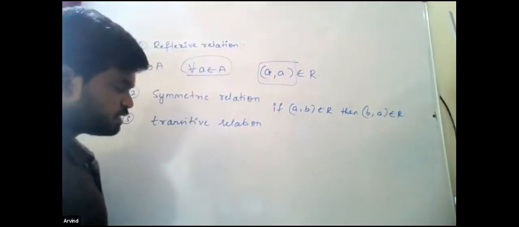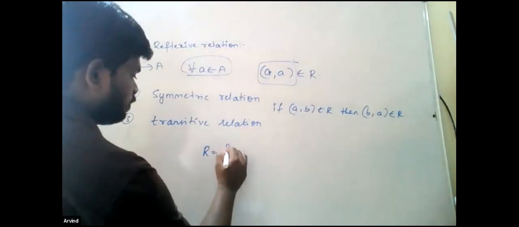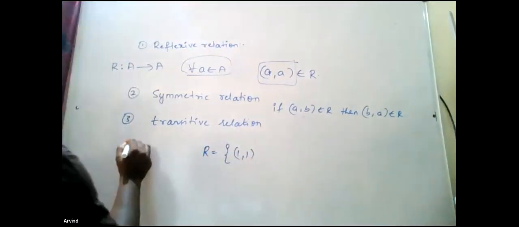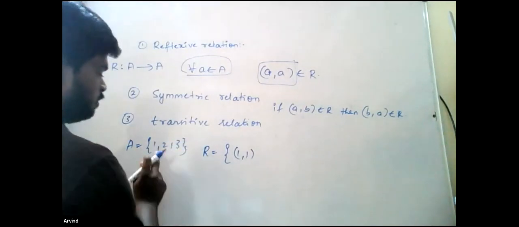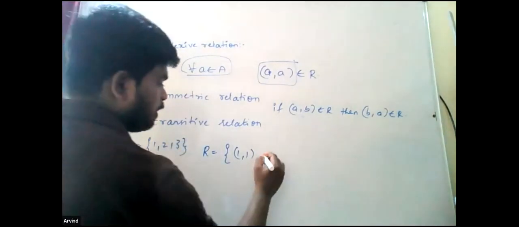Okay, I'll give you a relation now. The set is A = {1, 2, 3}. A relation defined on A.